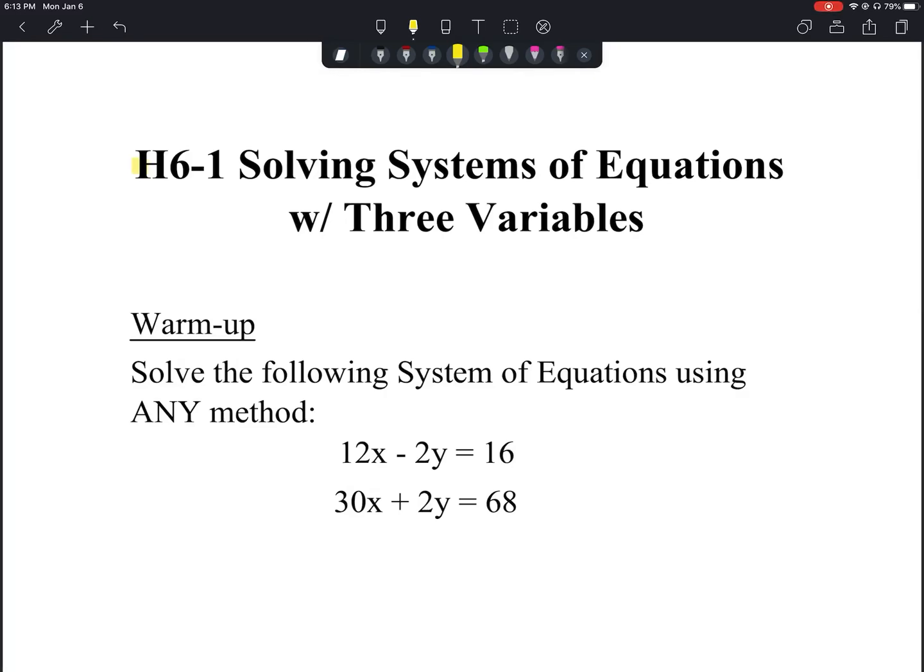Hi, welcome to the notes for H6-1, solving systems of equations with three variables. So in this lesson, we started out with a warm-up, and we were just asked to solve the following system of equations using any method.